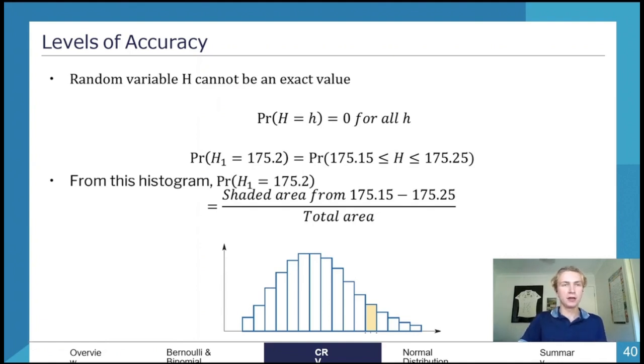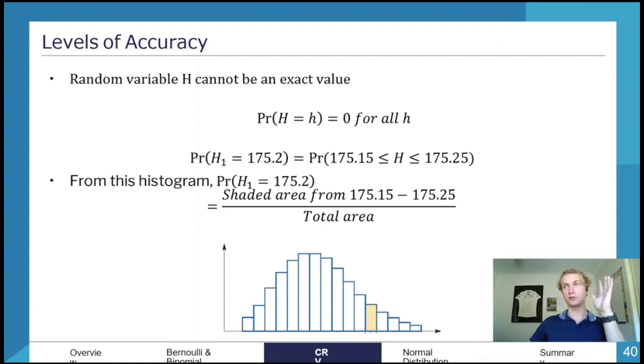Okay, so elaborating on this, the random variable h cannot be an exact value. The probability that h equals h is 0. If I was to ask you, as a trick question, what is the probability that x equals 193 centimeters, you might say, well, you just told me, so it's 1. But I'm not exactly 193 centimeters. I am some amount, and we can never work out how much, even with an electron microscope. We can never know my exact height down to the infinite decimal place.